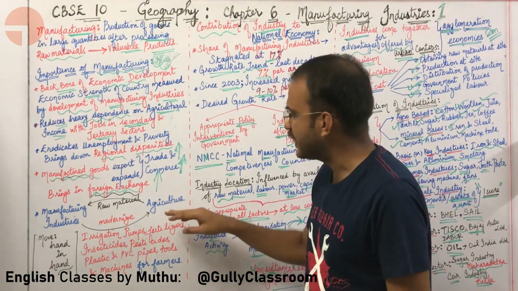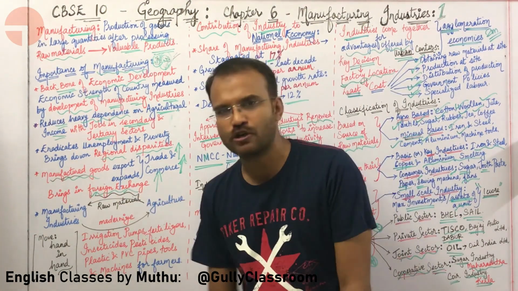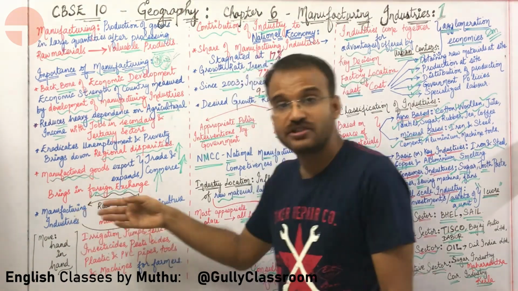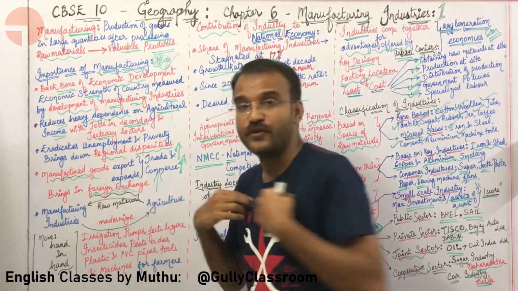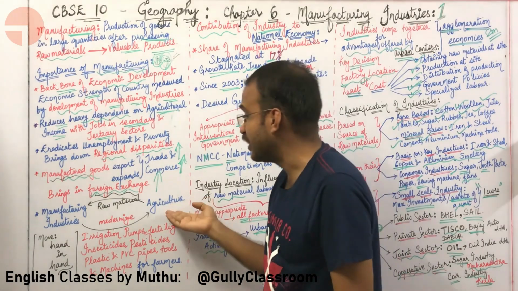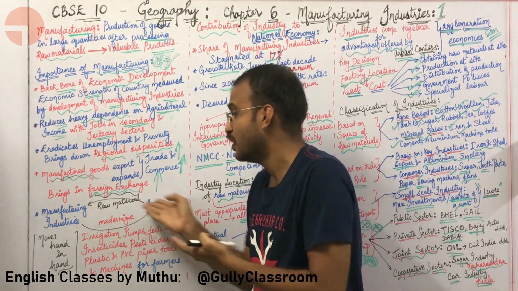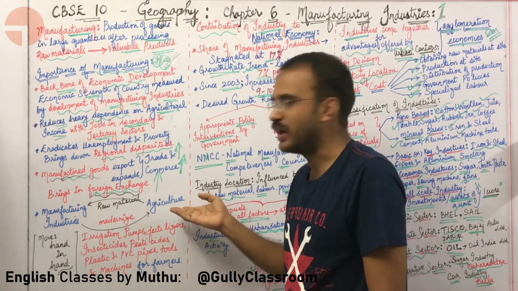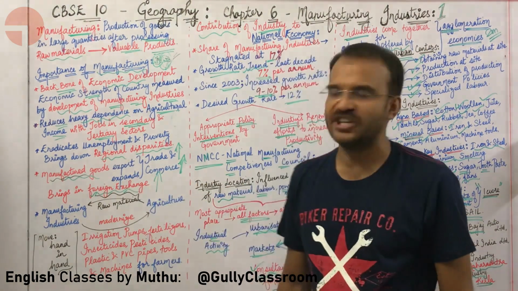So, what are the raw materials given by agriculture to the manufacturing industry? Cotton is a good raw material for all the textile industries. Agriculture is providing sugar to the manufacturing industries. What else? It can provide jute to the manufacturing industries.